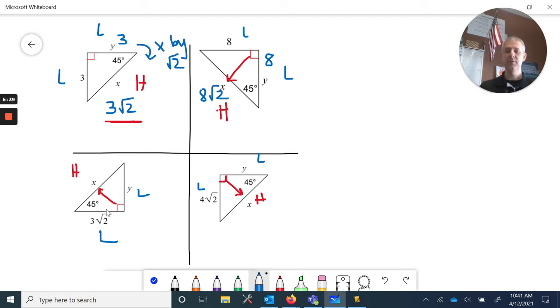Okay, so I know this is my hypotenuse. It's across from the 90. These two are my legs. Same story over here. You should see some patterns and some similarities because they are all the same triangle. They're just different sizes, bigger or smaller. Okay, so this leg is 3 square root of 2. So this leg has to be exactly the same, 3 times square root of 2.